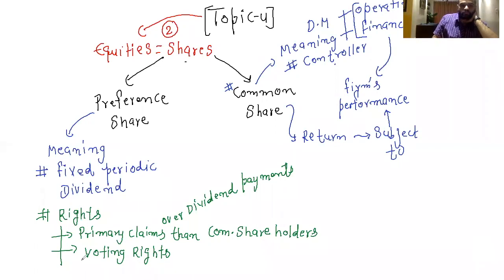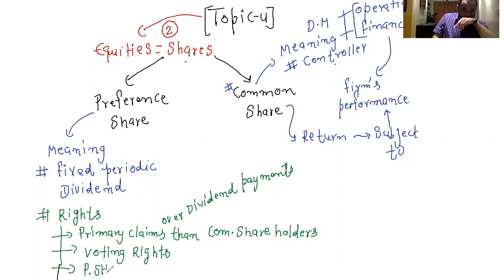Next, primary claims, and they have voting rights. Next things, remember, preference shareholders have a right to be treated as debt holders, right?